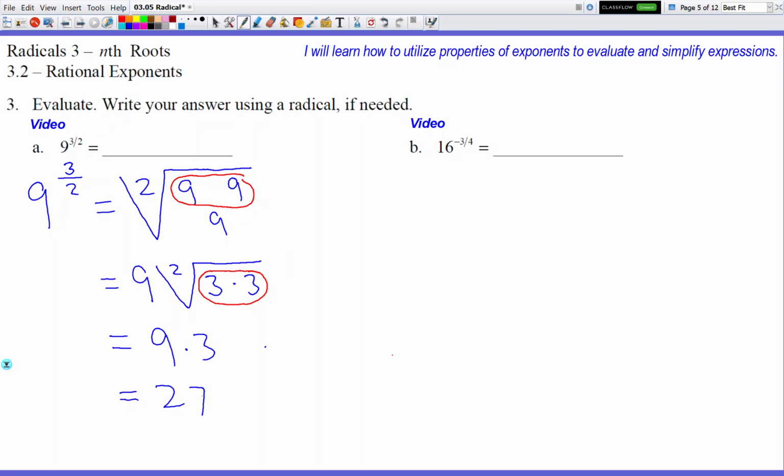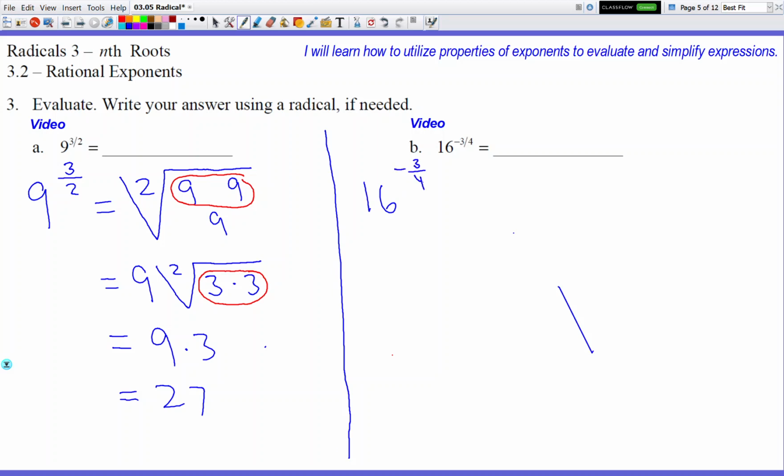Okay, so hopefully that made sense. All you're doing is following the instructions of what the radical says, right? Turn the radical into a square root, do some circling, break apart numbers, do more circling, and connect everybody together. Okay, so this next one says 16 to the negative 3/4 power.